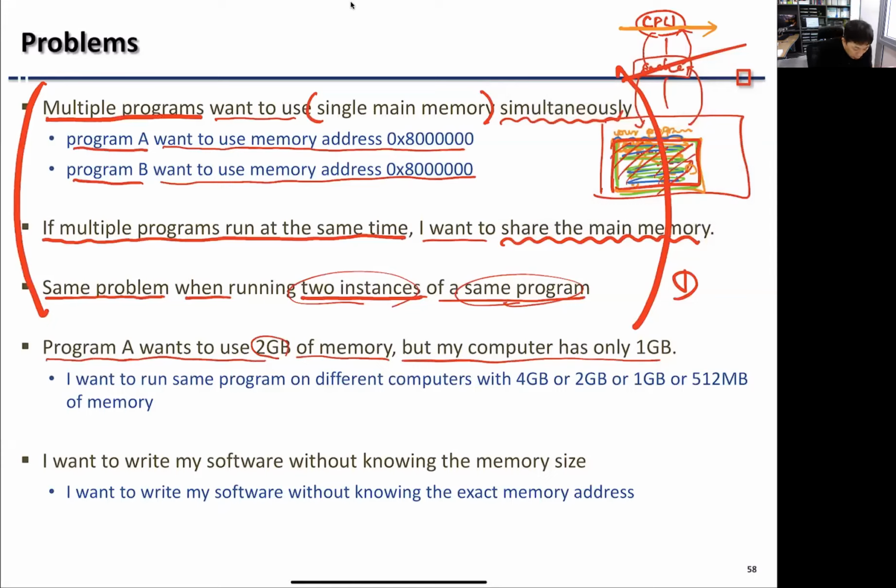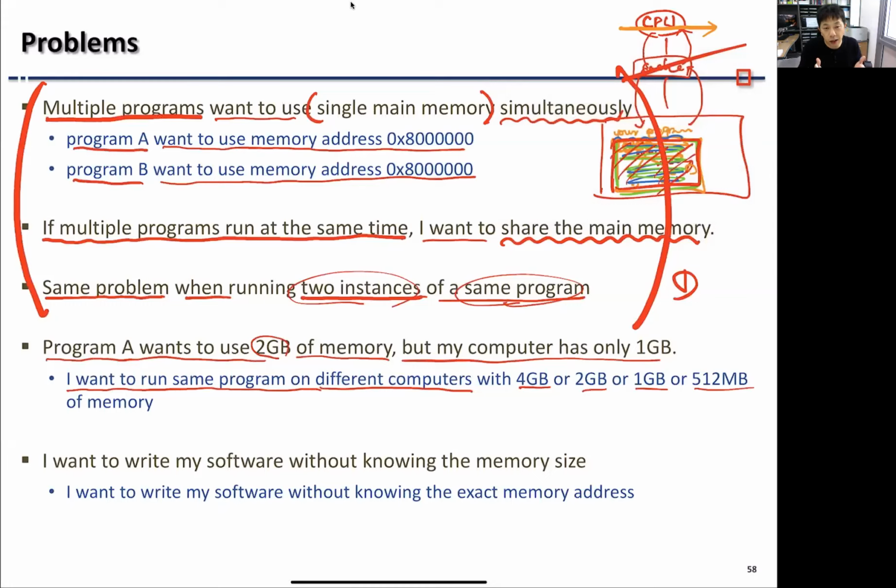I want to run the same program on different computers with maybe 4 gigabytes, 2 gigabytes, 1 gigabyte, whatever, maybe 512 megabytes of memory. I have a program. I want to run this program on this computer, and I also want to run it on that computer or that computer, any computer. This computer might have 4 gigabytes of RAM, this one 1 gigabyte, this one 512 megabytes, but I still want to run the same program. Should this happen or not?